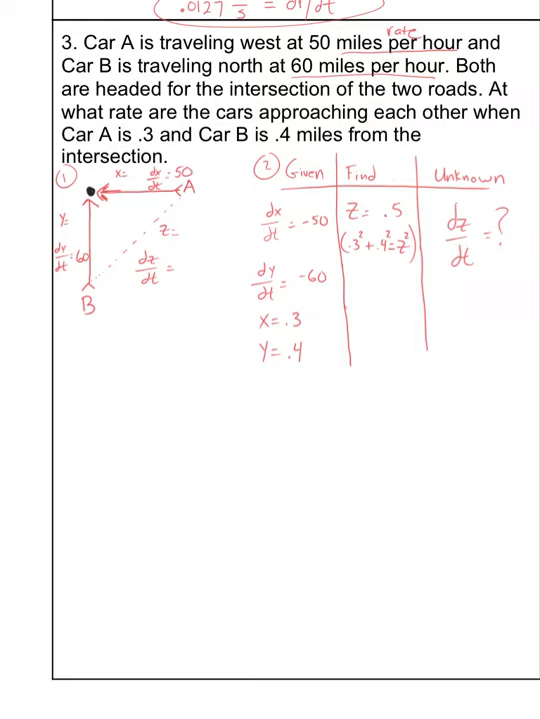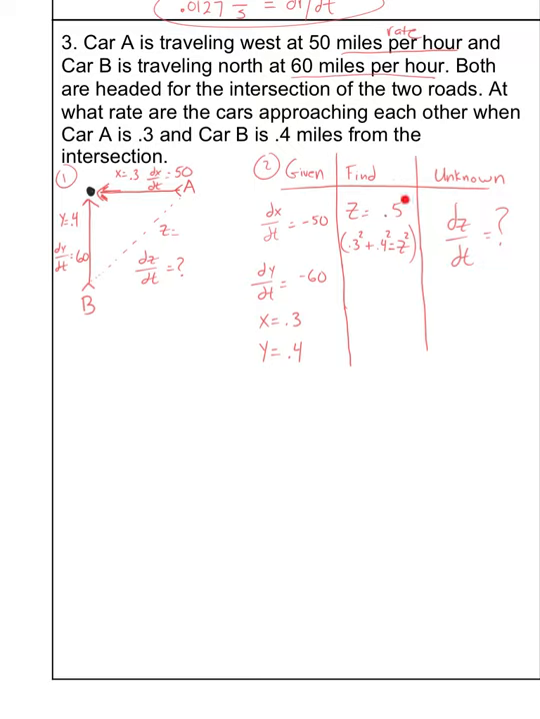All right, at what rate are the cars approaching each other? So that's our dz dt. This is what we're looking for. And it gives us their distances from the intersection. So car A is 0.3. So that's our x, 0.3, and car B is 0.4 miles from the intersection. Alrighty, so they're both going towards the same intersection. So here's our givens. We were given 4 things, both rates and both distances.